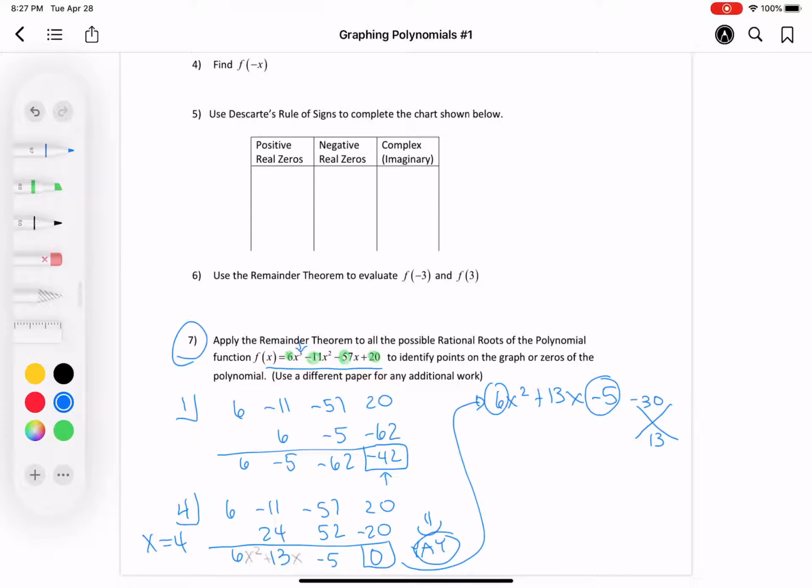I have to add to 13 and multiply to 30. Okay, so 3 and 10, but that wouldn't work. 15 and 2. All right, here we go. 15 and 2. One has to be negative. 15 take away 2 is 13. So this is perfect. But I have to divide both sides by my leading coefficient.